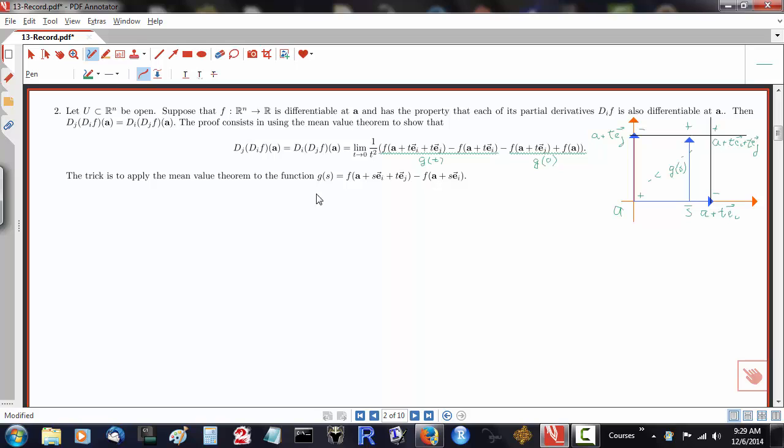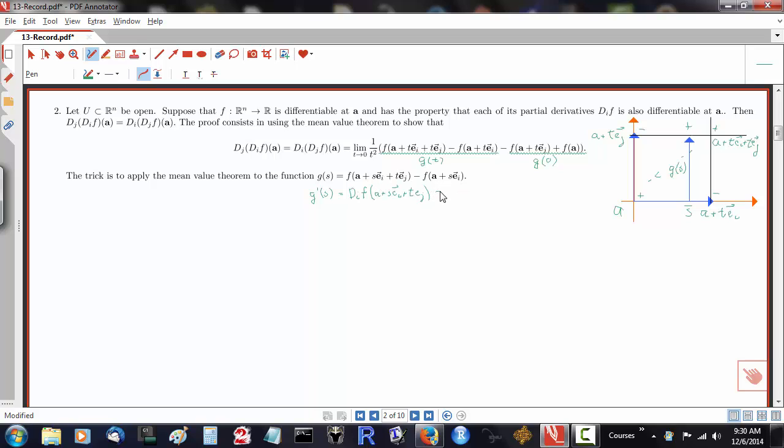Let's think briefly about g prime. What happens when we differentiate this first function with respect to s? Well, strictly speaking, we're applying the chain rule, and we have to calculate the derivative of f, but the only partial derivative that matters is the ith partial derivative. This is the ith partial derivative of f evaluated at a plus s e sub i plus t e sub j. When I view this as a function of s only the ith variable is changing.